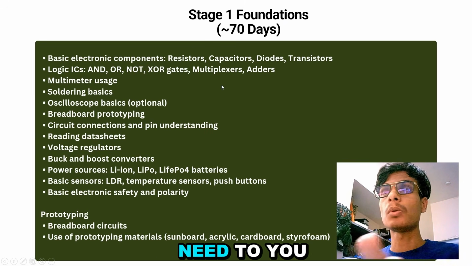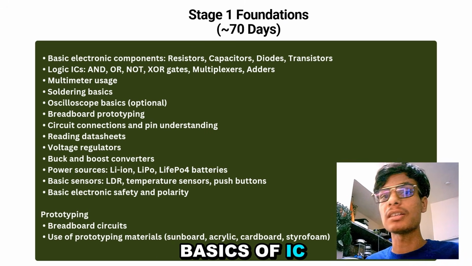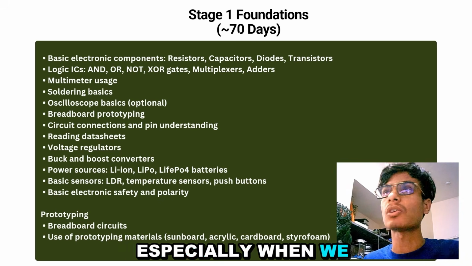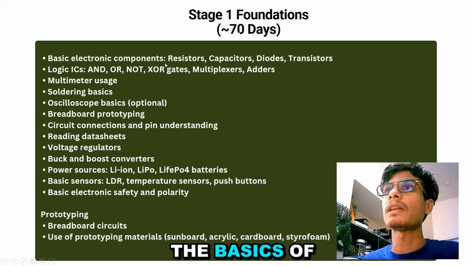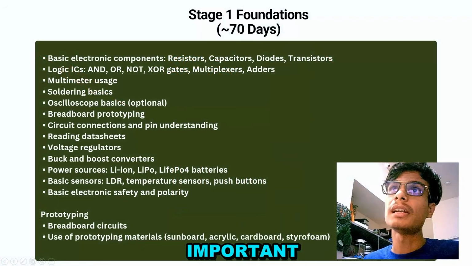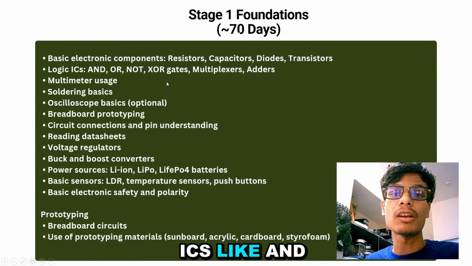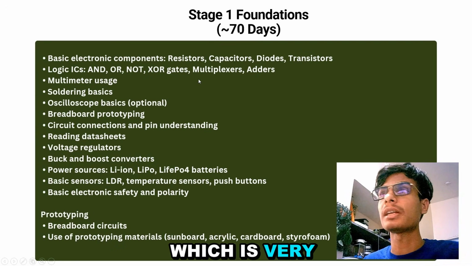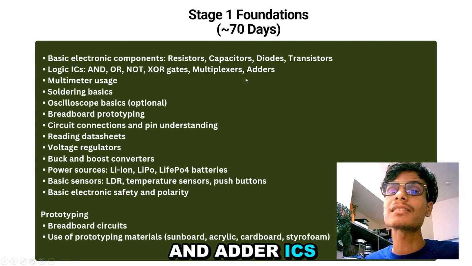So here we need to understand the basics of IC, basics of electronic components, especially when we are talking about hardware. So here the basics of electronic components like resistor, capacitor, diodes and transistor is very important. Understanding different logic ICs like AND, OR, NOR, XOR is very important, especially the multiplexer and adder ICs.